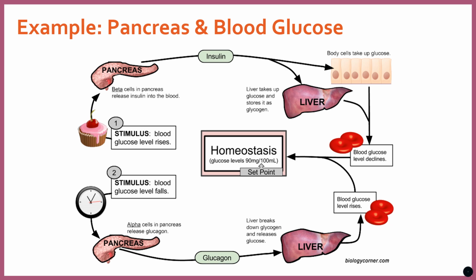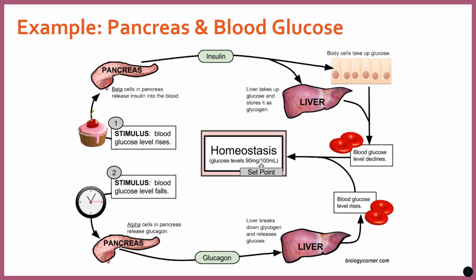We already talked about the pancreas and glucose, so I'm going to fly through this one a little bit. We have a stimulus, which is eating something with sugar in it. This causes blood glucose levels to rise. Then the beta cells in the pancreas release insulin into the blood. The body cells take up the glucose, and the liver takes up glucose and stores it as glycogen. So we have a little branch off there. Then everything comes back together when the blood glucose level declines, because eventually over time that decreases in our system.